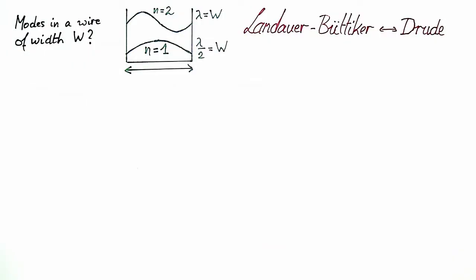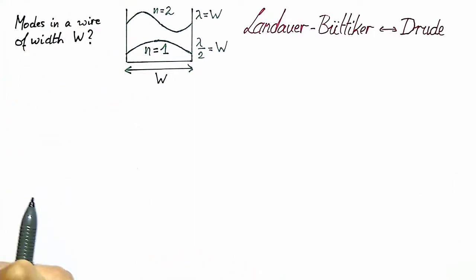In this exercise, we study the relation between the Landauer-Büttiker and the Drude approach to transport. We start the discussion with an estimate for the number of modes occupied in a conductor of width W.